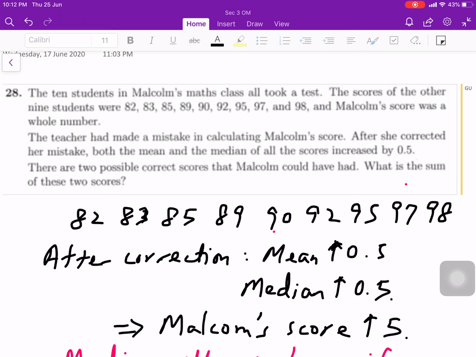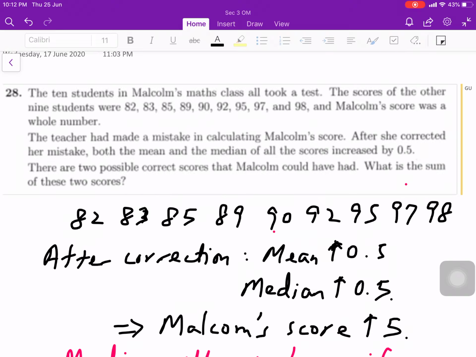The teacher made a mistake in calculating Malcolm's score. After he corrected the mistake, both the mean and the median of all scores increased by 0.5. There are two possible correct scores that Malcolm could have had. What is the sum of these scores? Can you see that?